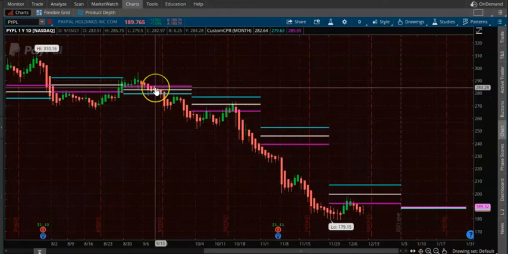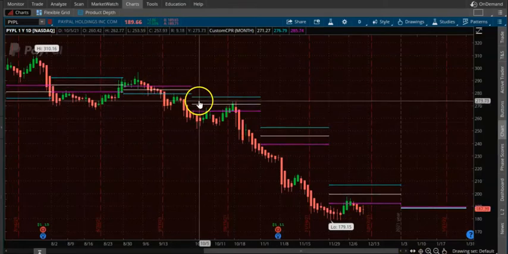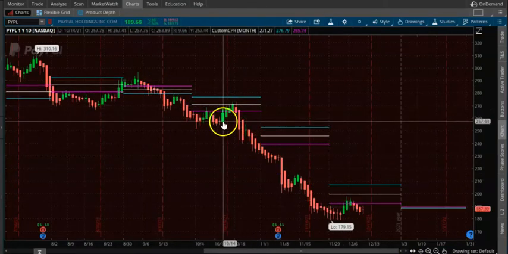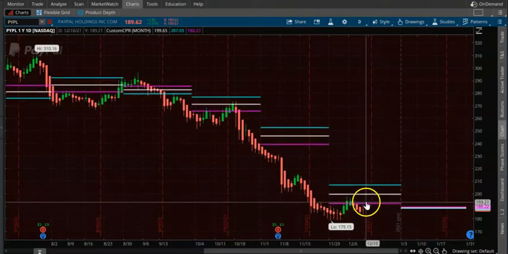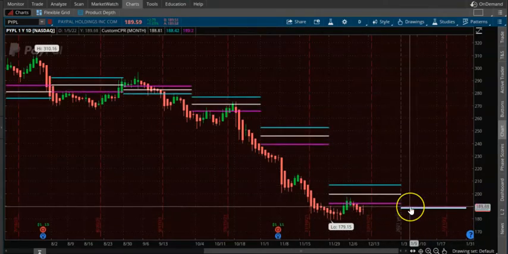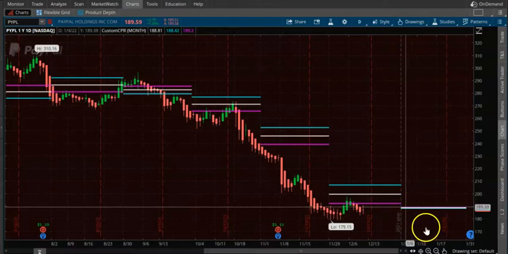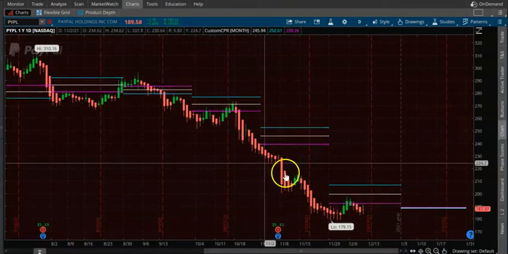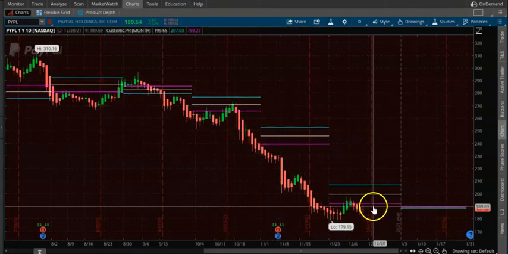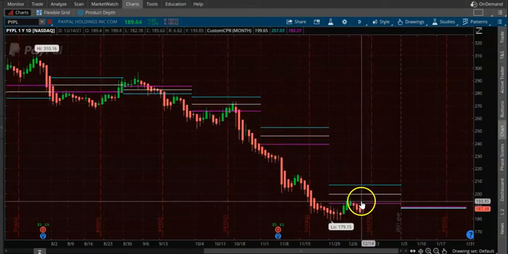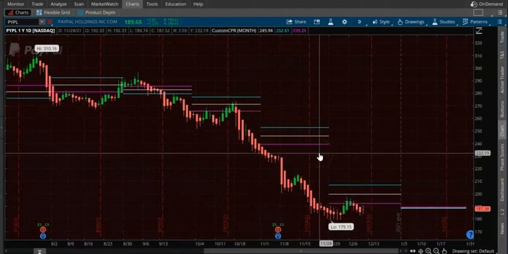If you look here, the CPR keeps downtrending, and then it comes with a narrow CPR. That means next month the stock is going to be trending downwards. If the CPR is stepping down like this, it's basically a downtrending market. You don't want to take a trade to the upside.